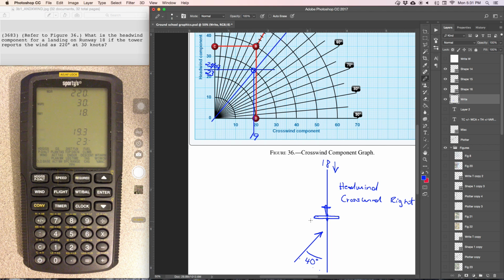And going back to our graph, we can confirm that the wind's blowing from the right of the aircraft, and so the crosswind component will be from the right at 19.3 knots, and the headwind component 23 knots.